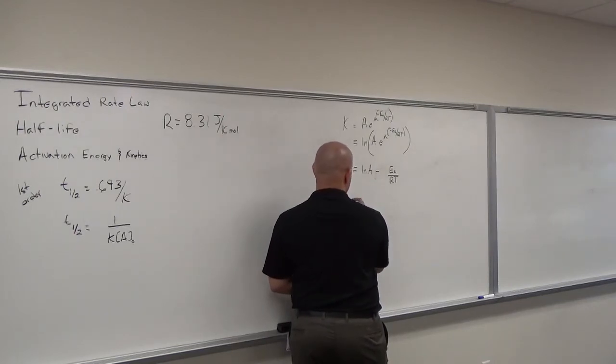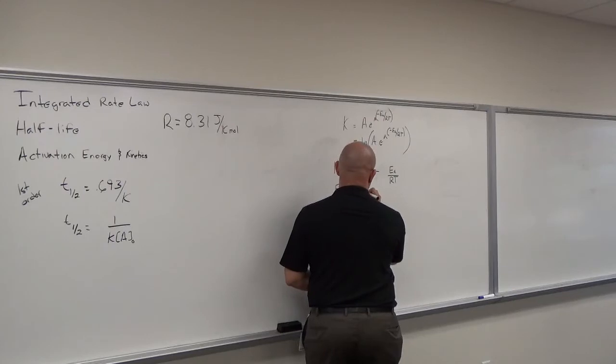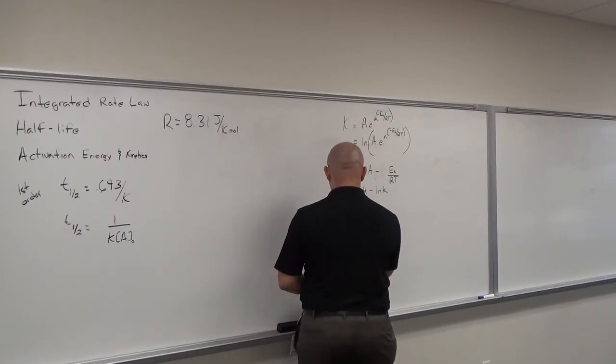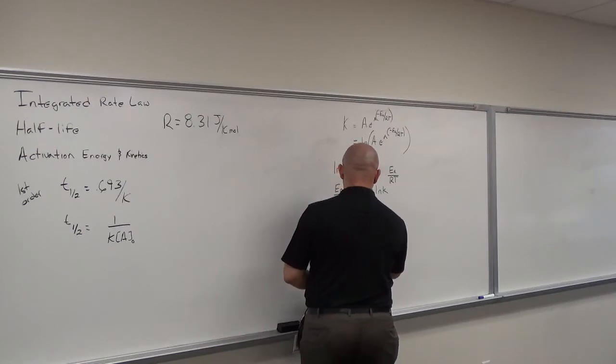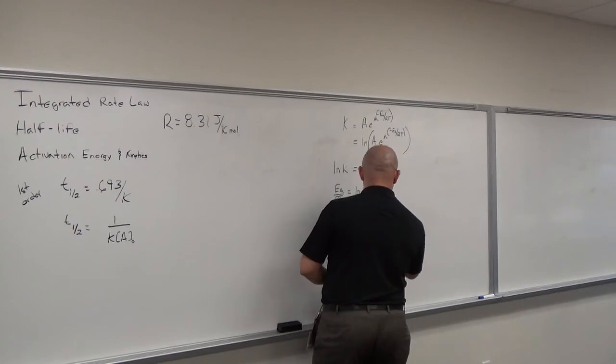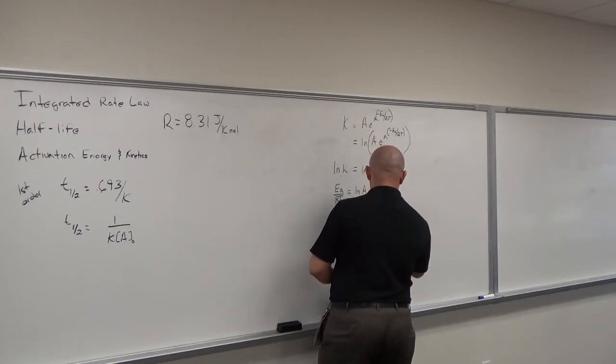I added that whole thing to the other side. It is equal to ln of A minus ln of K. Then I multiply by RT. So you know, Ea equals ln of A minus ln of K, all multiplied by RT.